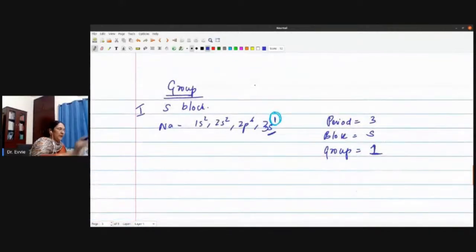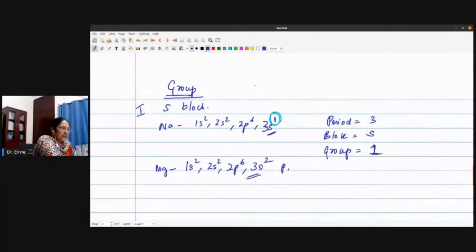Suppose I take another thing, let me write another electronic configuration. 1s2, 2s2, 2p6, 3s2. Magnesium is 12, right? So this is for magnesium. So again, you can see the period, the highest value is 3 here. Block is S block, and the group is, so you can see only 1 and 2. If S has only maximum 2 electrons, so depending on that, you can say first group or second group.